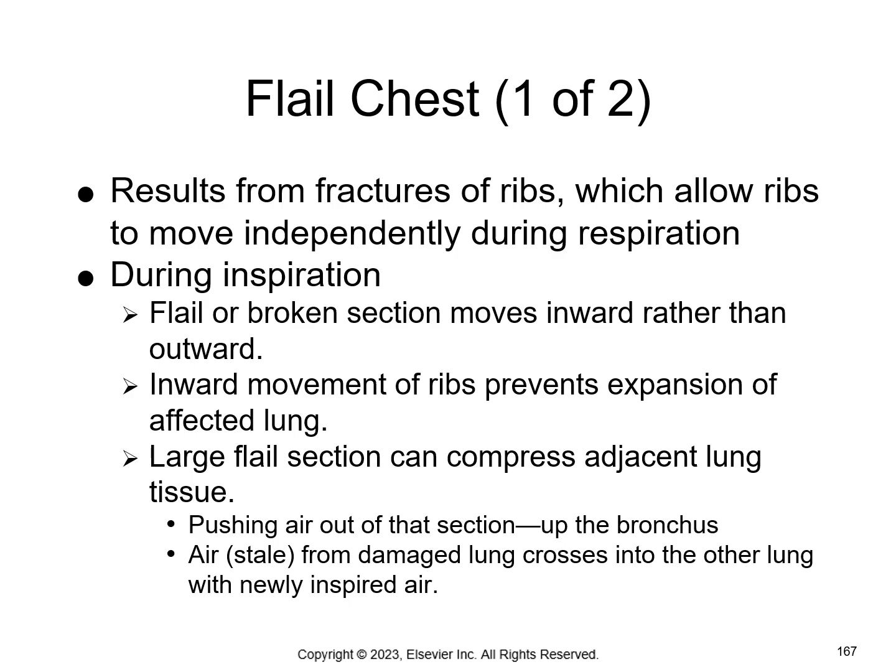Next is flail chest. This is from the fracture of the ribs. The ribs kind of move like an organ, and so when you have this flail chest, they're not able to do that. This allows the ribs to move independently during respiration. During inspiration, the flail or broken section moves inward instead of outward. The inward movement of the ribs prevents the lung from expanding. The large flailed section can compress the adjacent lung tissue and push air out of that section up the bronchus. Air from the damaged lung crosses the other lung with newly inspired air.